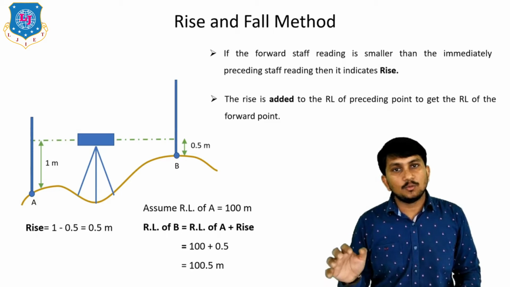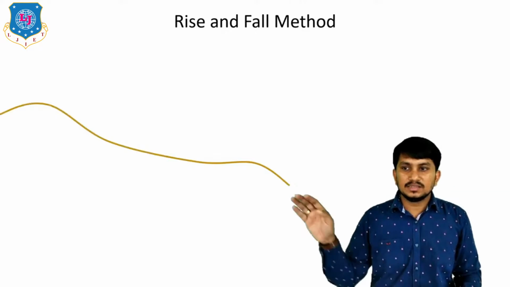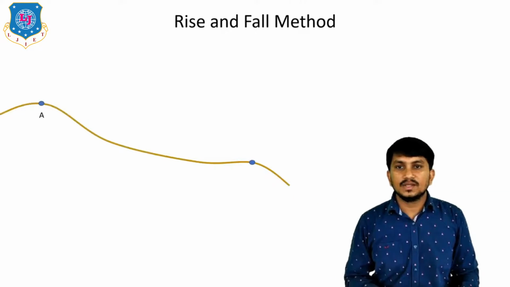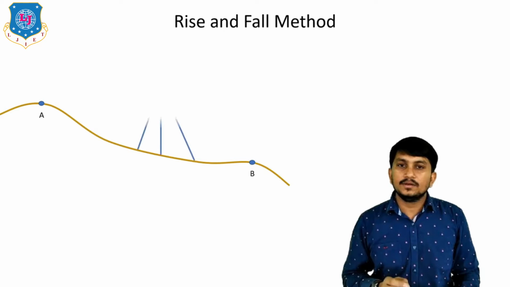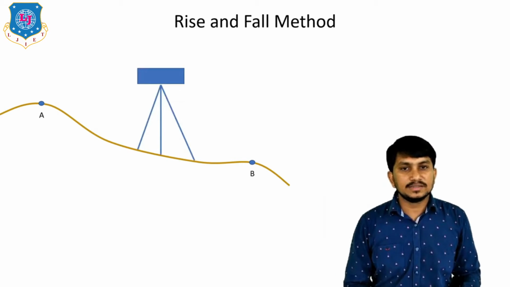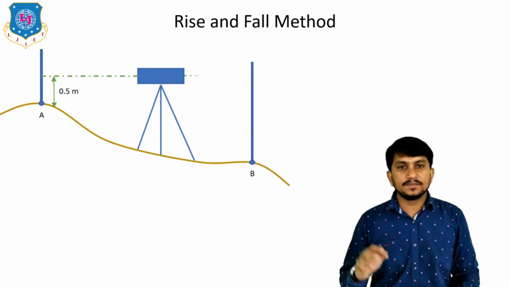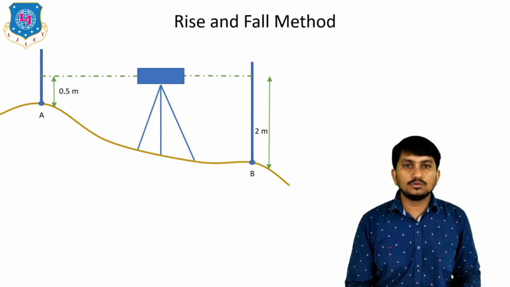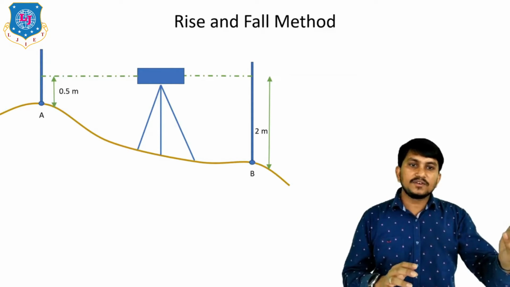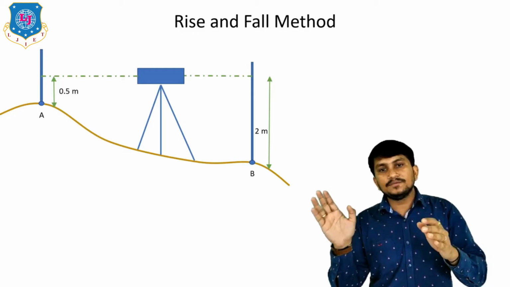Now we will understand this method where there is a fall in the ground. Suppose this is the ground, and these are the 2 points A and B. To find out the RL of B and A, we have to set up the dumpy level like this. First we will take the reading at station number A. Suppose it is 0.5. After that we will take the reading at station number B. Suppose this reading is 2 meter. To find out rise or fall, we have to deduct the forward staff reading from the preceding staff reading. So we have to find out 0.5 minus 2.